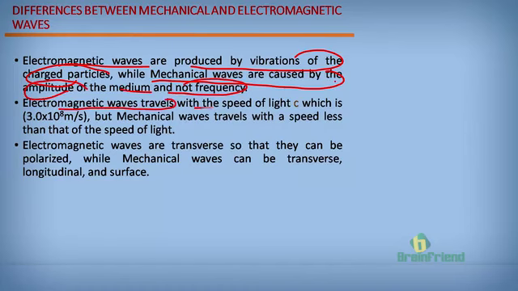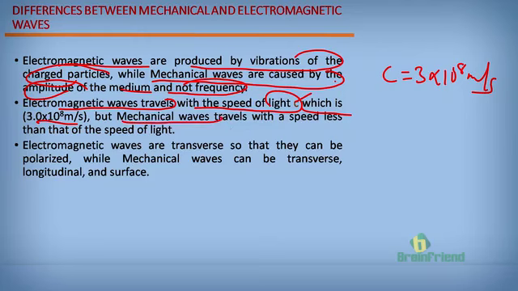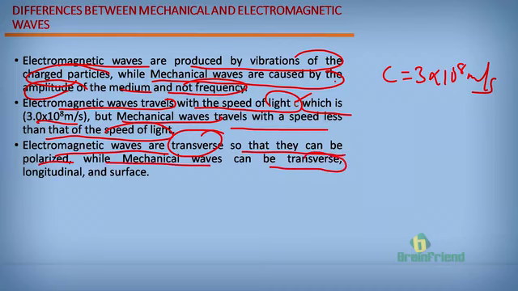Electromagnetic waves travel with the speed of light with the symbol C, like we explained, with the value 3.0 times 10 raised to the power 8 meters per second. But mechanical waves travel with a speed less than that of the speed of light. Electromagnetic waves are transverse waves, and we've defined transverse waves as waves that travel perpendicular to their source of production. So they can be polarized, while mechanical waves can be transverse, can be longitudinal, and also can be surface waves.